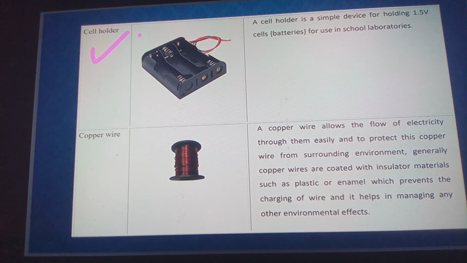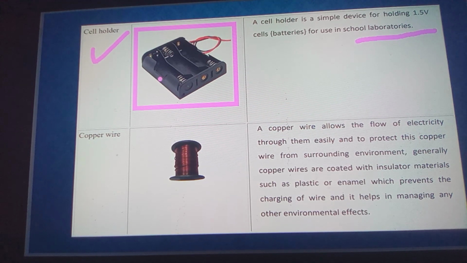Cell holder. A cell holder is a simple device for holding 1.5 volt cells or batteries for use in school laboratories. So this is a cell holder. We can put in dry cells while going to perform electrical experiments.